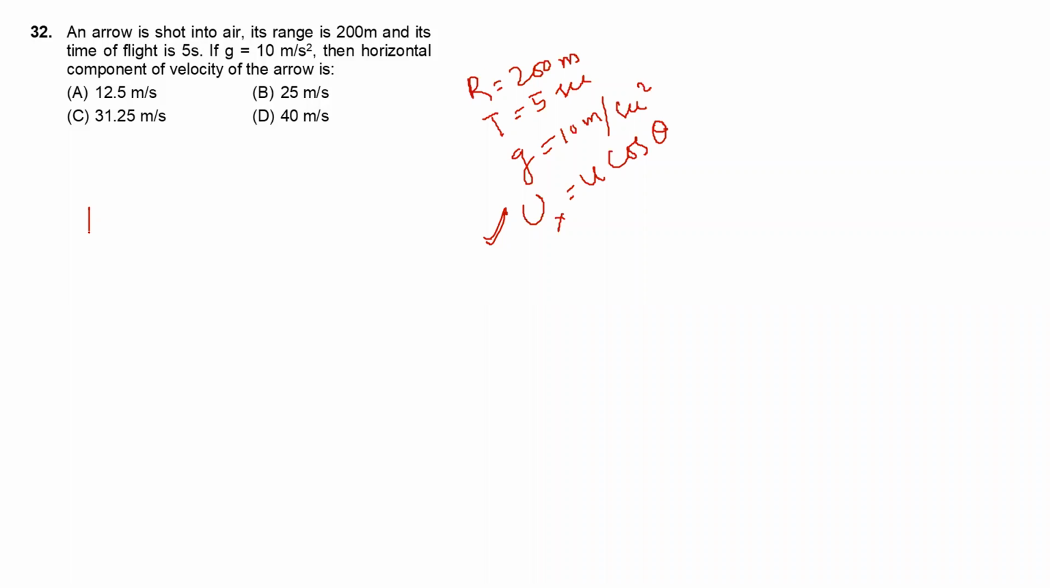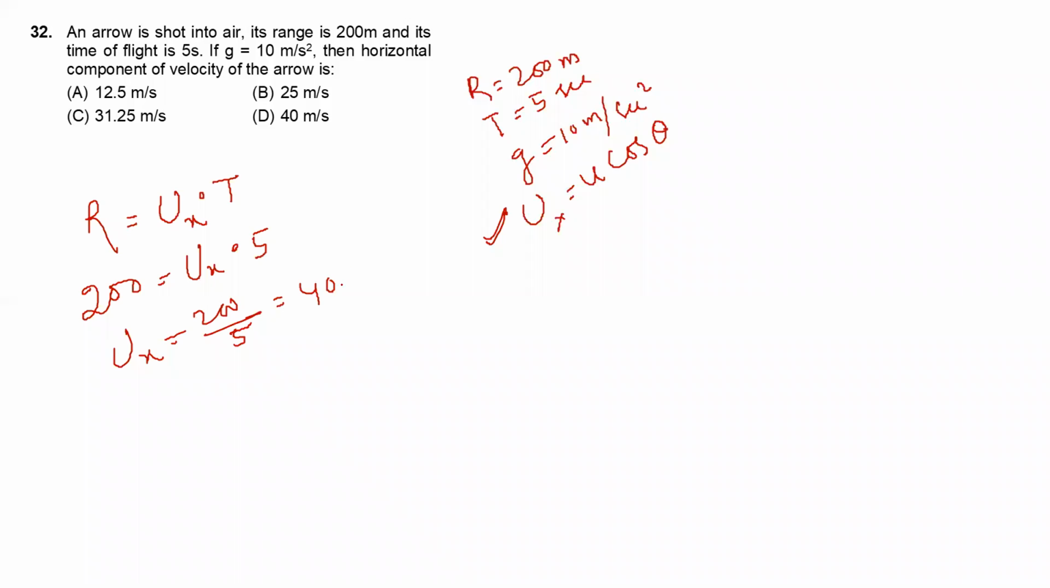Friends, you know horizontal range r is equal to ux into total time of flight. Yes or no? So this is 200, this is horizontal component ux and time is given 5 seconds. So ux is equal to 200 by 5, that is 40 meter per second. So the horizontal component of velocity is 40 meter per second.